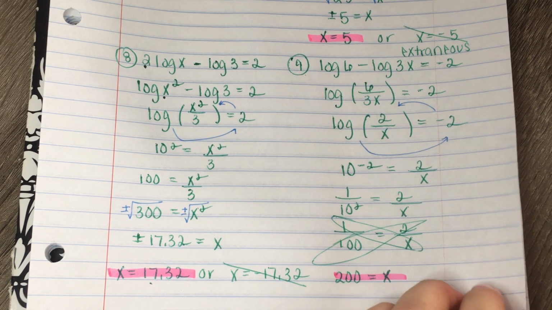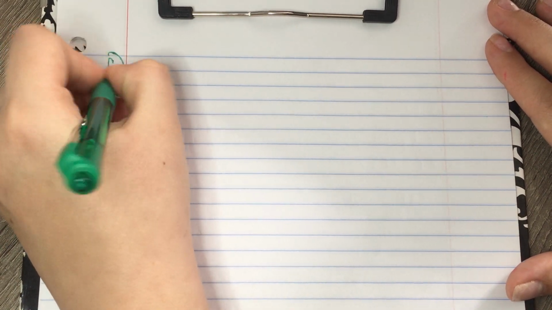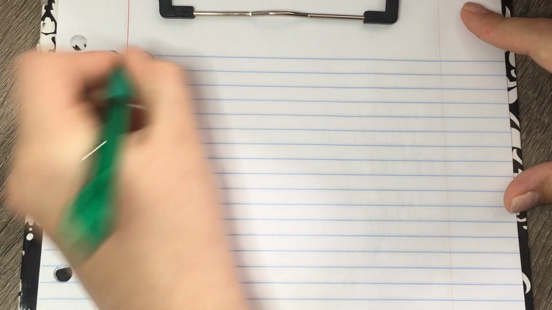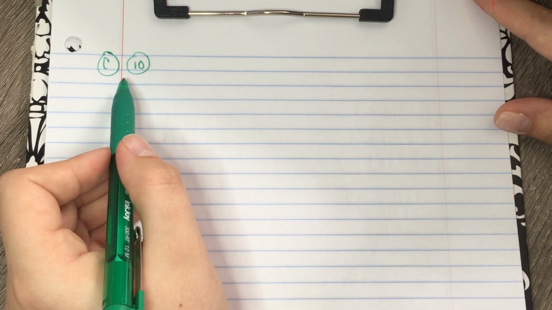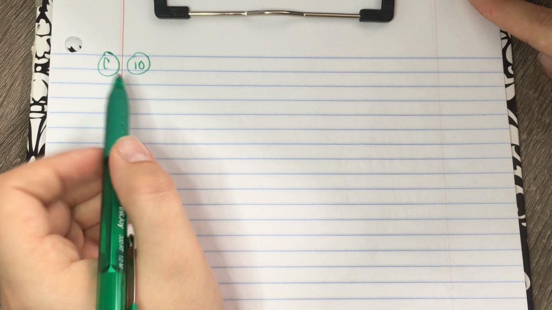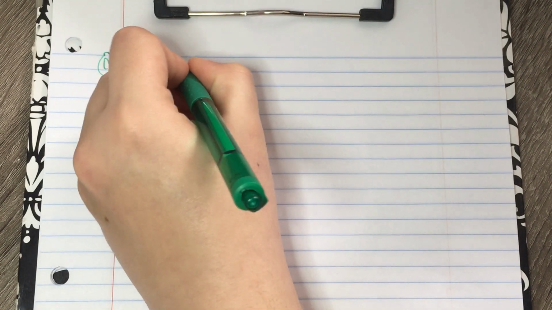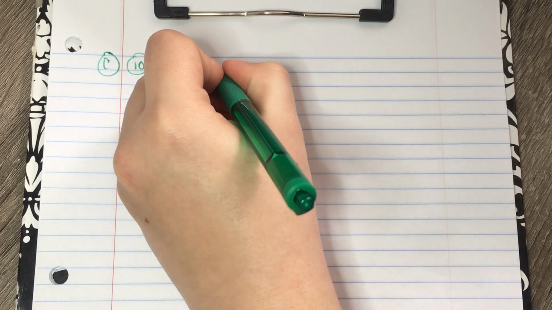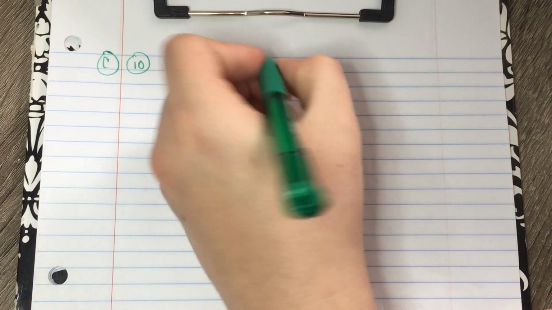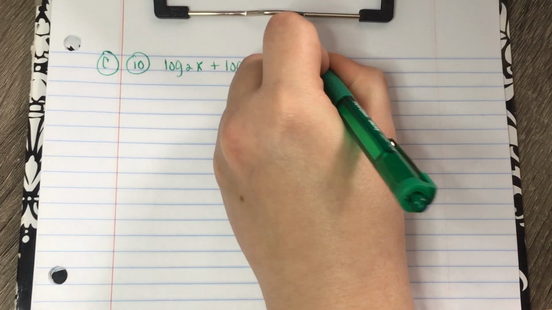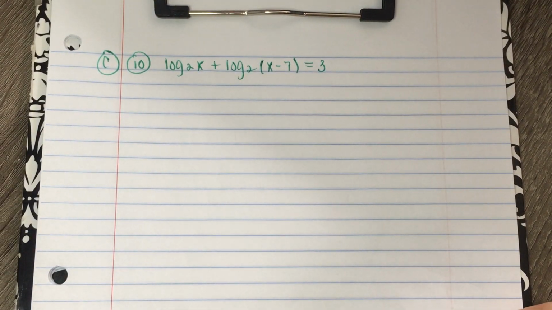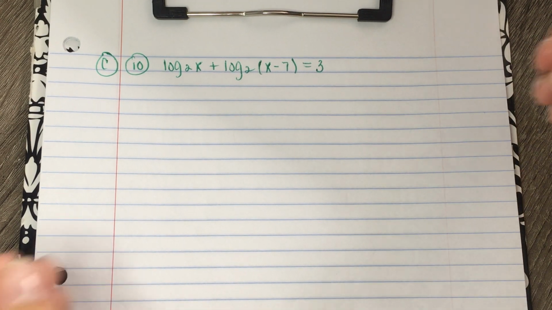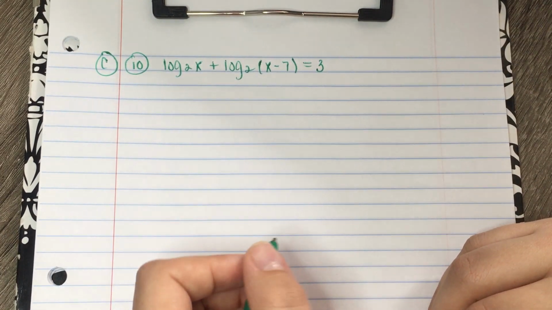One more, and here we are, number 10. I'm going to put a big C here because number 10, I think, is a challenge problem. And then after tomorrow, when we take a look at some more examples like number 10, it won't be a challenge problem. Here we are, log base 2 of x plus log base 2 of x minus 7 is equal to 3. We need to use those log properties first to condense everything on one side to then scoop and loop around.